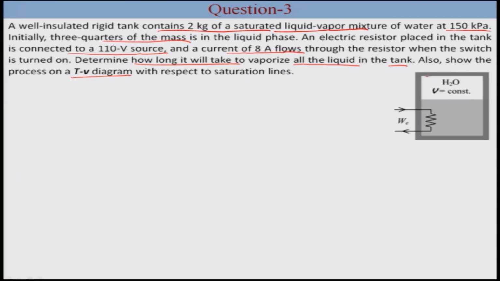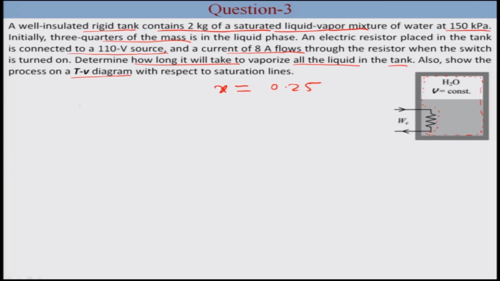So here we consider the vapor-liquid mixture as a system, and this is the boundary of the system, and this is a closed system since there is no mass crossing the boundary. It is given that 3/4 of the mass is in liquid phase. That means the quality of this mixture is 25%, which is 0.25. Okay, so it is desired to determine how long it will take to vaporize all the liquid in the tank. Since it is given that the tank is rigid, that means volume is not going to change during the process.